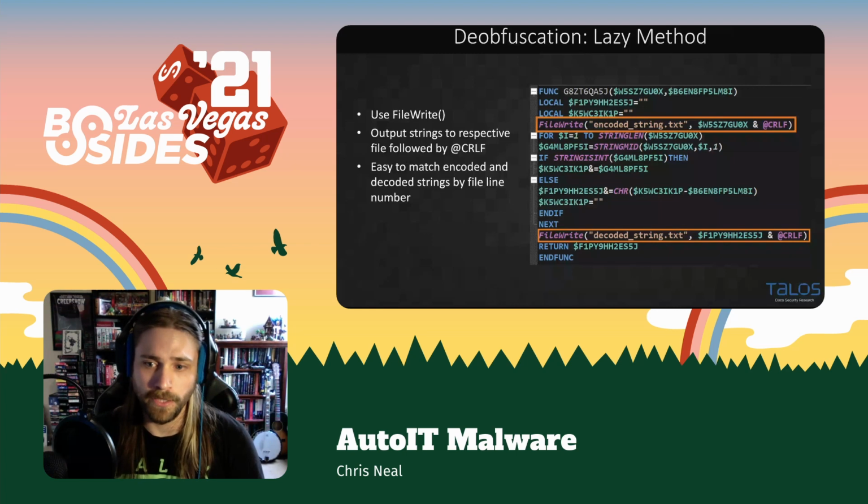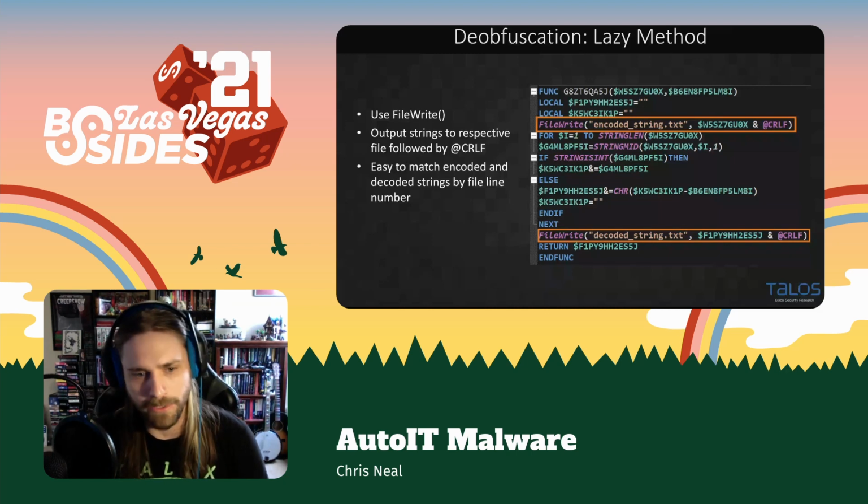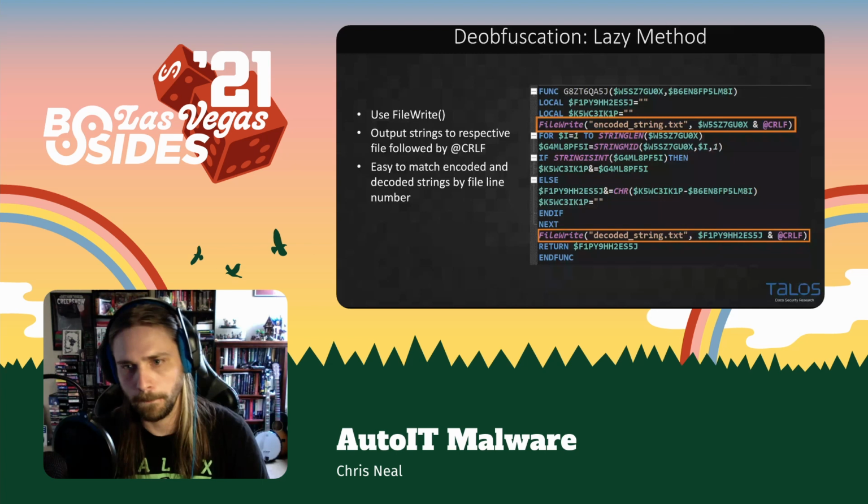And this gives us 2 files where an encoded string can be paired with a decoded string by the line number in the text file. Sometimes this method can save you some time, but most of the time it's worth writing your own decoder, because this method is pretty messy, and sometimes it's a little too crude to get things done.